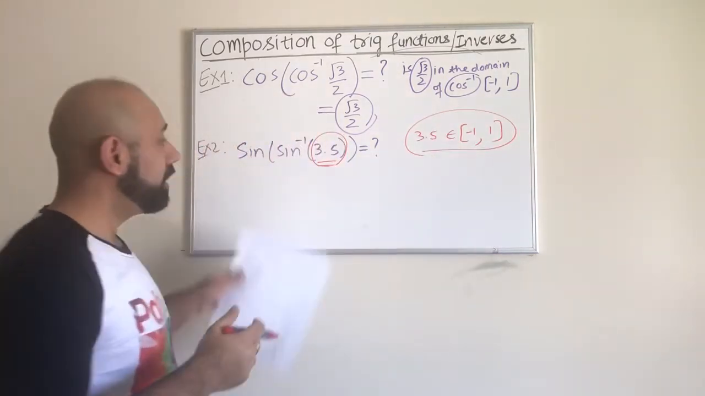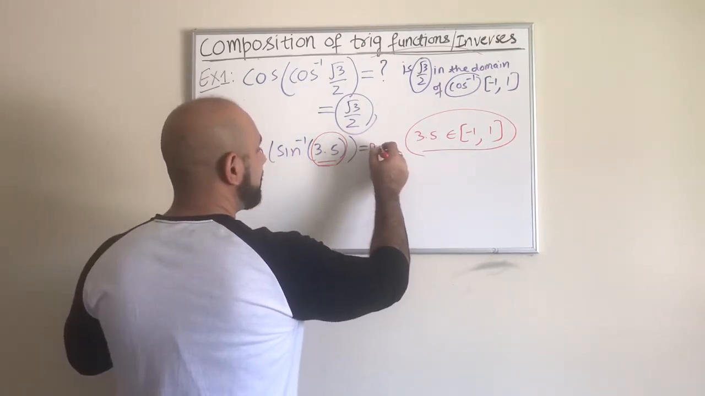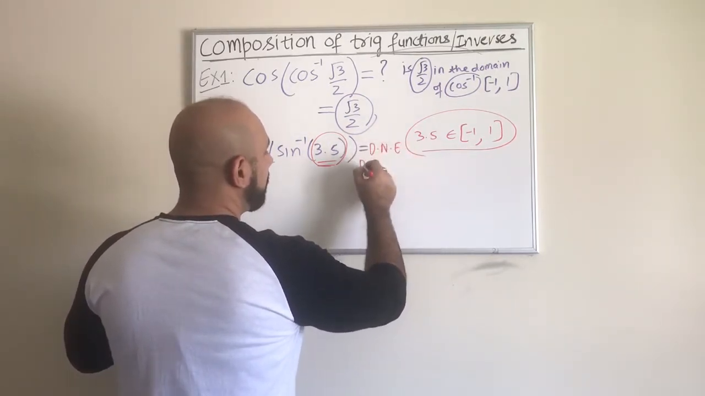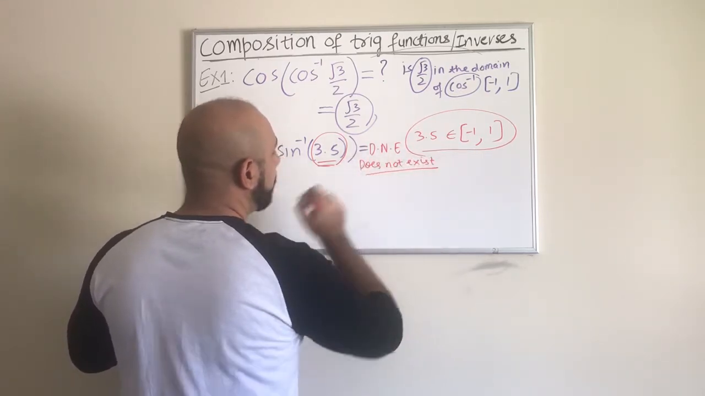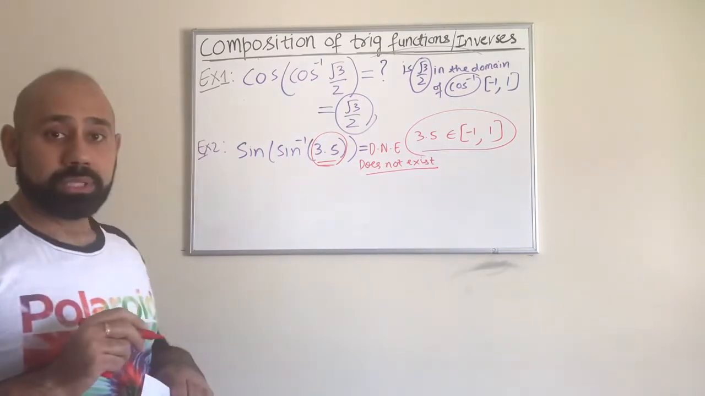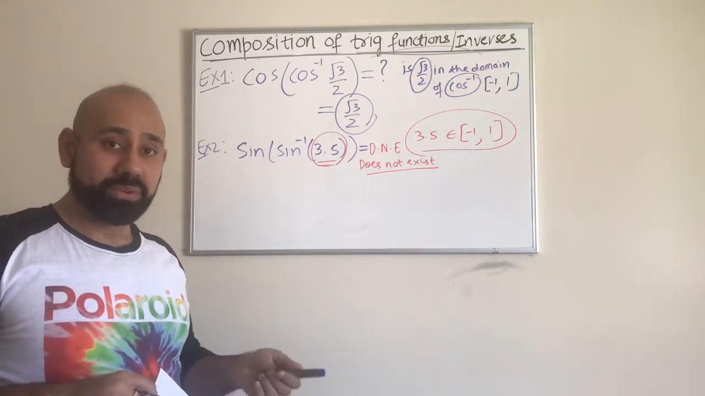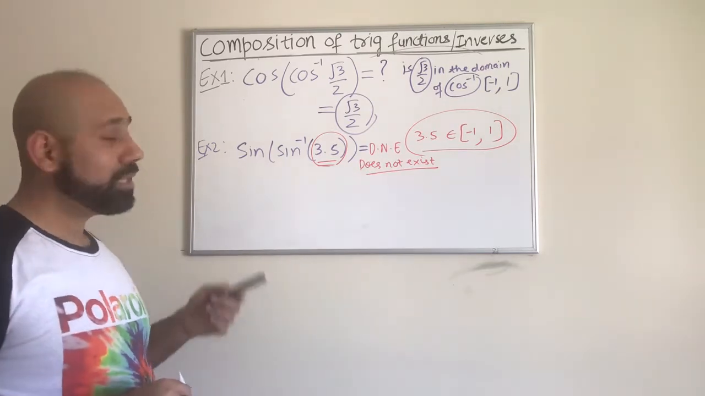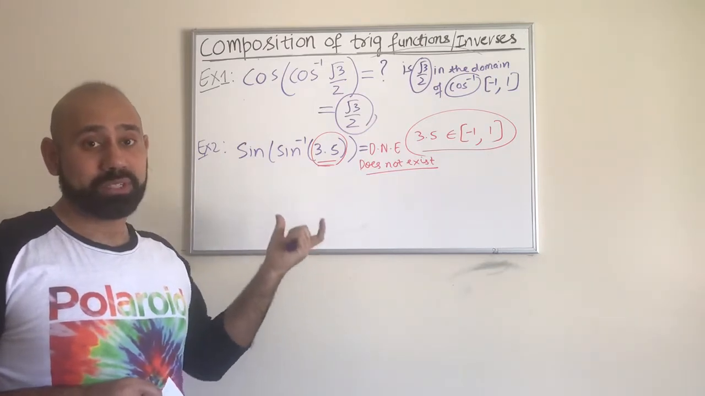So what can we say about the answer here, guys? What we can say is that it does not exist. We cannot find the value of this composition. Okay, so there are going to be examples where we cannot find the value for a composition, and we have to just make sure and verify whether that number lies in the domain of that particular inverse function.